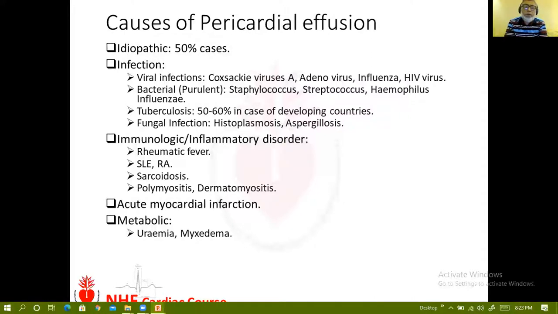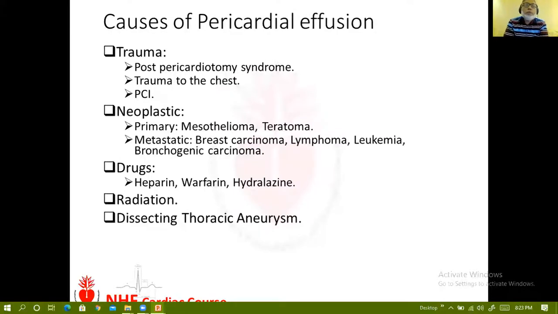Following acute myocardial infarction, metabolic causes like uremia and myxedema. Trauma, and post-pericardial syndrome, with post-pericardiotomy syndrome, which occurs following cardiac surgery, trauma to the chest, or following PCI. Another is neoplastic: primary mesothelioma, teratoma, metastatic breast carcinoma, lymphoma, leukemia, and bronchogenic carcinoma. There are some drugs which may lead to pericardial effusion. Most common are heparin, warfarin, hydralazine. Another is radiation and dissecting thoracic aneurysm.